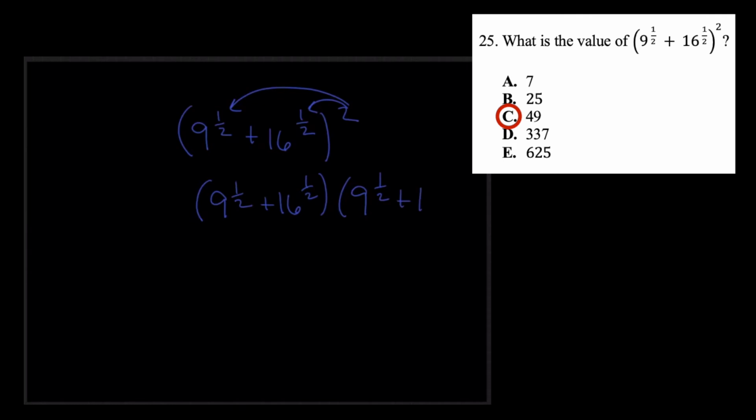So just remember your rules of exponents and your order of operations. This would be a FOIL type situation. So that's why B is incorrect. I think those A and B would be the common incorrect answers here. So the correct answer again is C, 49.